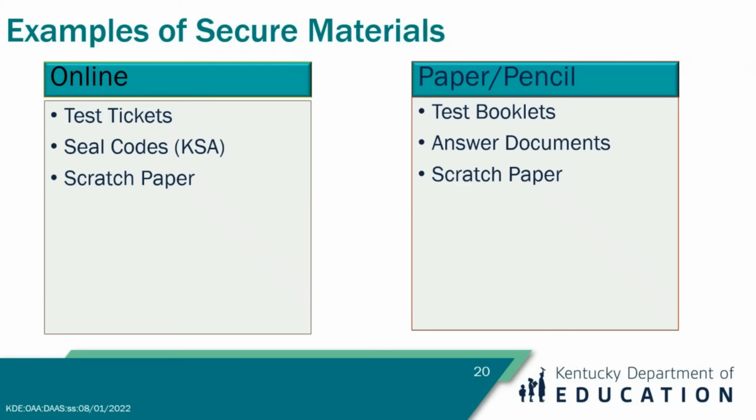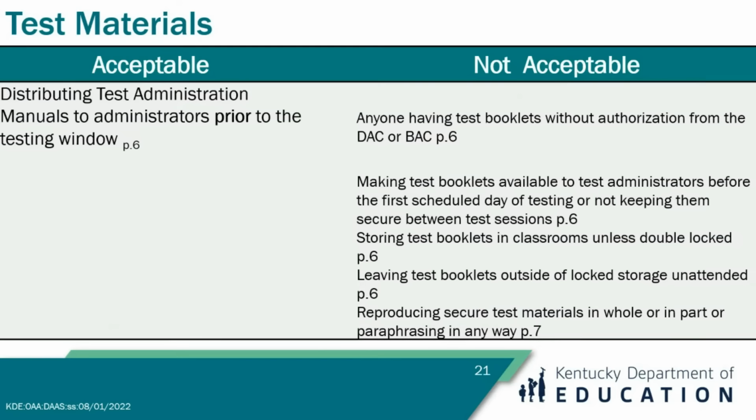Schools are permitted to print the test ticket on a single page so that the student may use the rest of the page as scratch paper. This reduces the amount of paper that must be secured. With a better understanding of what secure materials could be, let's see what the regulation says. While most state testing is online, test booklets are still used for accommodations where an online equivalent is unavailable.